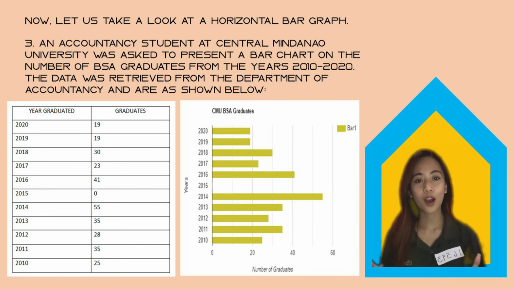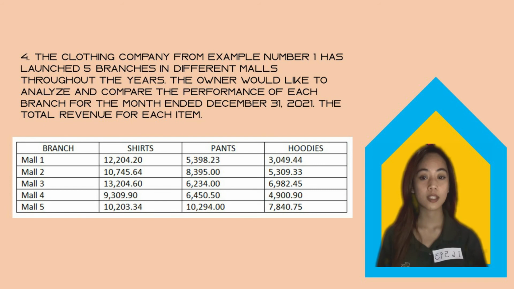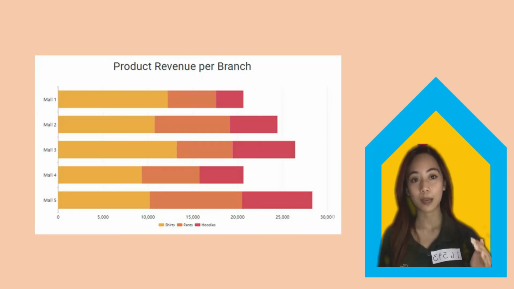And lastly, how do we illustrate stacked bar graph? Let us take a look at this example. So we already have decided on the title for the bar graph, which is product revenue per branch. We already have drawn the horizontal axis and the vertical axis. Now let us label the vertical axis. Since we are following the horizontal orientation, we follow the horizontal bar graph steps.